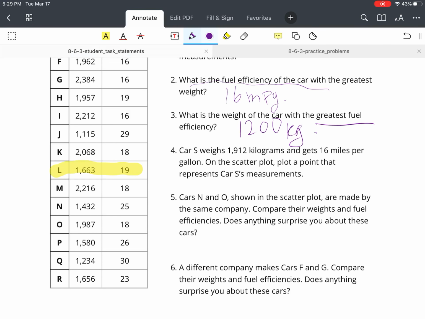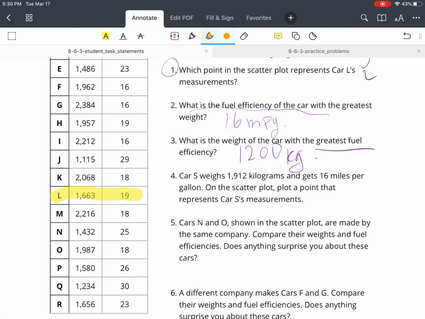Cars N and O shown in the scatter plot are made by the same company. Compare their weights and fuel efficiencies. Does anything surprise you about these cars? So, first of all, let's identify these on the table. N and O.